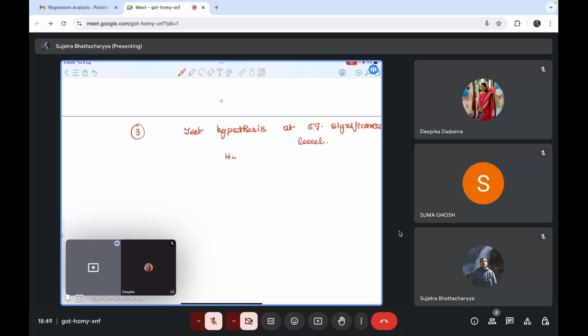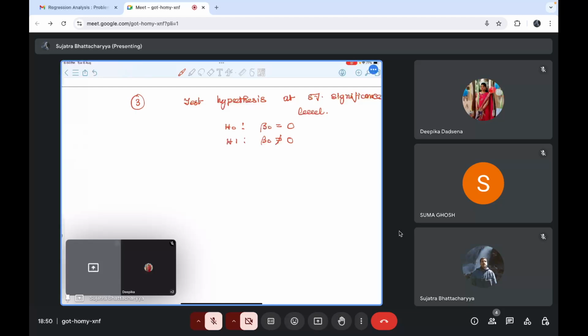So my null hypothesis will be, see, it can be anything, but for this particular case I'm writing beta naught equals 0. And H1 is beta naught not equal to 0. It can be any value, so you just have to put it. When you are applying the null hypothesis condition, you just have to put beta naught.